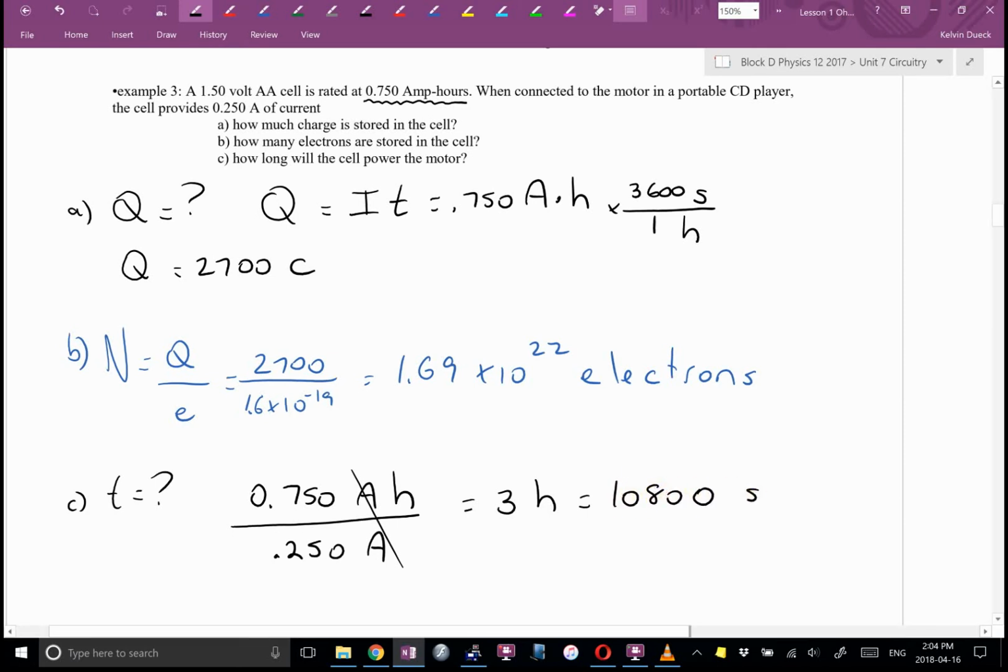The answer to your question is, on a test, I would prefer my answer in seconds. The answer to your question is, in real life, you would give the answer to a customer in hours. Or if you're RVing or boating, you'll do them. How many hours? I want to know.